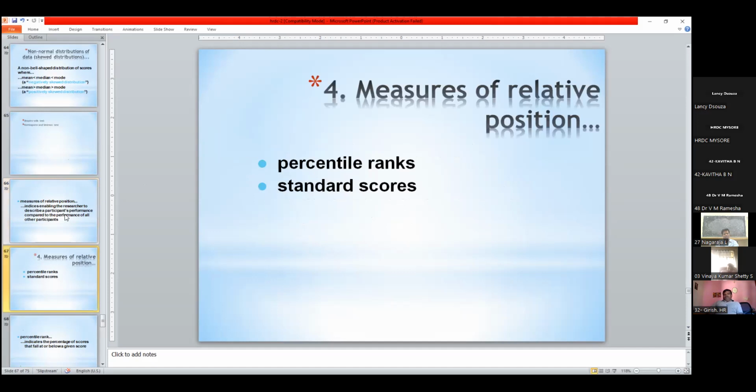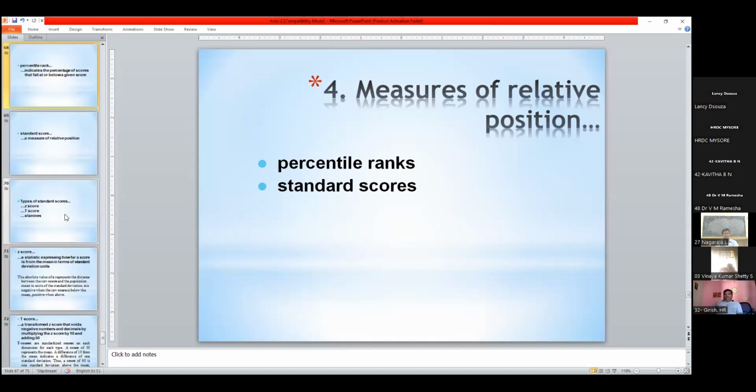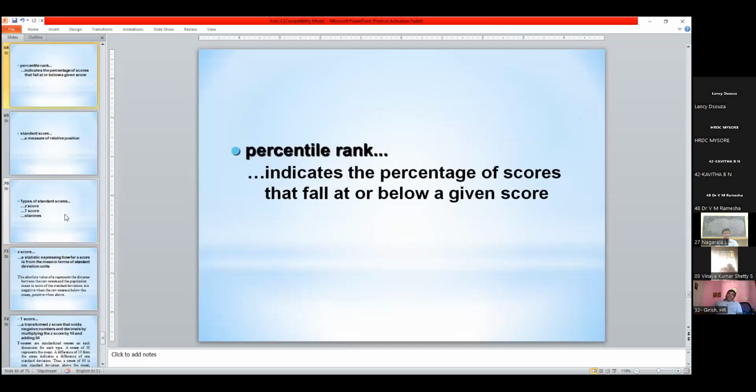One is percentile ranks, and there could be standard scores. When you talk about percentile scores, it indicates the percentage of scores that fall at or below a given score. That's the idea.